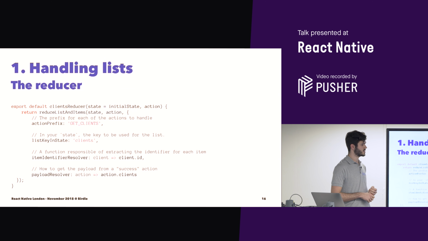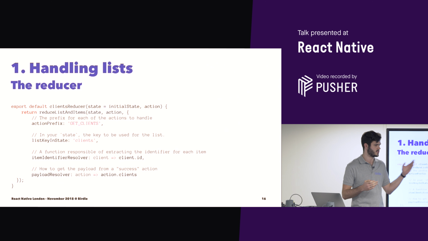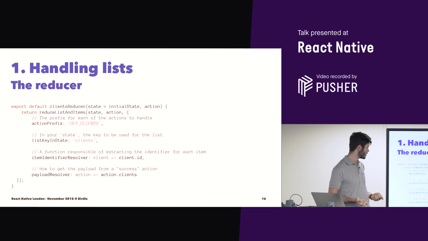And this configuration object, everything is documented on the GitHub page, which I will give you the link at the end of the talk. But basically what you do is give a few arguments. So it's going to be the action prefix, which is basically the name of your action, and then it's going to append success and failure to the name of the actions. The list key in state is, so when you do state.clients.list, for example, to get the actual array. So it's just the key in your Redux state.